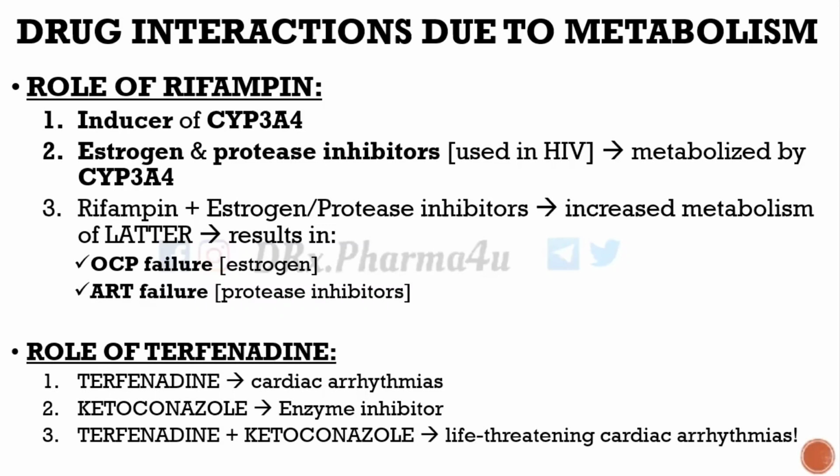Then we come to another medicine known as terfenadine. Terfenadine usually causes cardiac arrhythmias. It has a tendency to cause QT prolongation and cardiac arrhythmias. Ketoconazole is an enzyme inhibitor. So ketoconazole blocks the enzyme which metabolizes terfenadine. So when terfenadine and ketoconazole are used together, there is a risk of death or even life-threatening conditions due to cardiac arrhythmias. So this combination also has to be avoided. Anyways, terfenadine is not used nowadays. That is another topic, but this is just practical knowledge that I wanted to give.